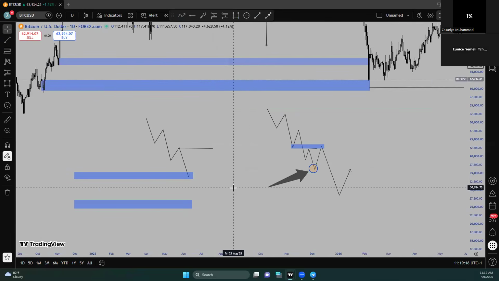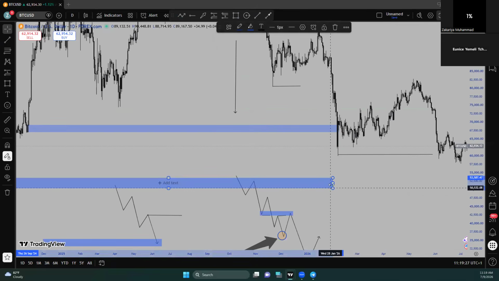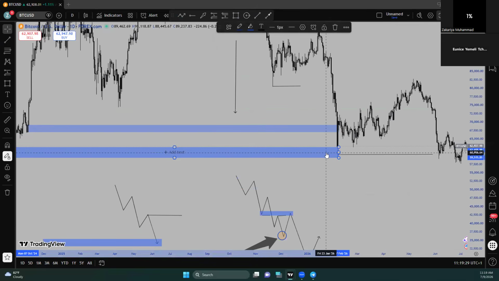It's not something that's very hard to find. You just have to understand market structure. The same thing when we have this structure, we know that okay, for higher time frame, we're in a correction phase. So any moment, we're going to have another impulsive move.